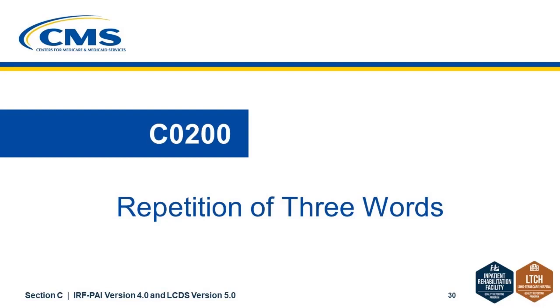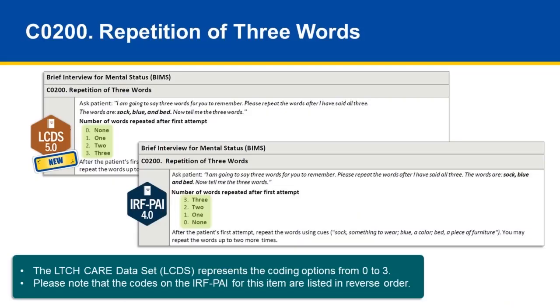So let's get into the nitty-gritty of the items that make up the BIMS, and we'll start with C0200, repetition of 3 words. Here is what this item looks like. Now, even though the coding option sequence is reversed between the LCDS and the IRF-PAI, the response option text and numbers match between the data sets. And for the purposes of this presentation and in the remaining slides, the coding responses depicted will use the sequencing shown in the IRF-PAI.